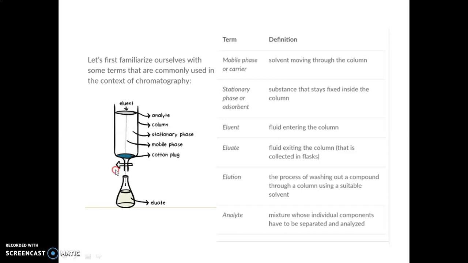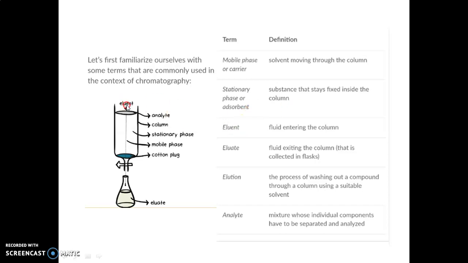As we know, eluent, analyte, column, stationary phase, mobile phase, cotton plug and eluate. Mobile phase: the solvent moving through the column, a carrier we can say. Stationary phase: the substance that stays fixed inside the column, which we can say is the adsorbent.